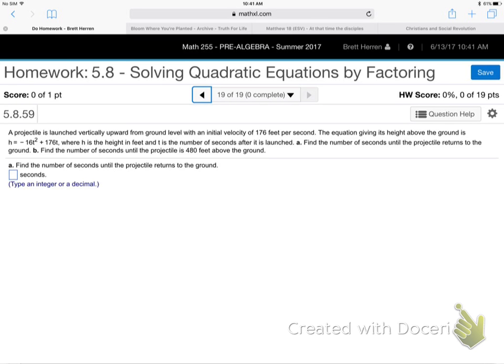Part A. Find the number of seconds till the projectile returns to the ground. B. Find the number of seconds till the projectile is 480 feet above the ground.